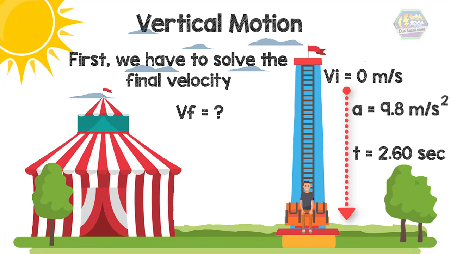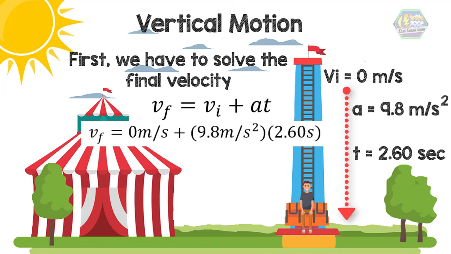First, we need to solve for the final velocity. We need a formula which has initial velocity, acceleration, time, and final velocity. We can say that equation 3 suits our needs for us to solve the final velocity. We then input the known values and solve for the final velocity. So the final velocity is equal to 25.48 meters per second.